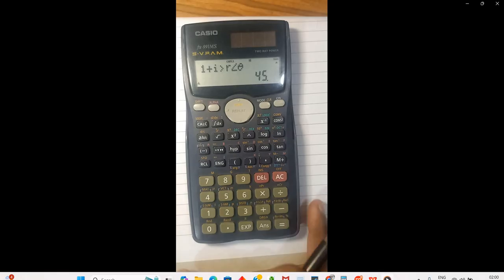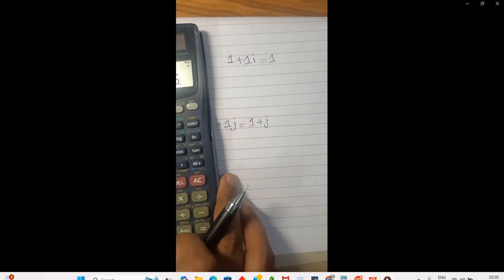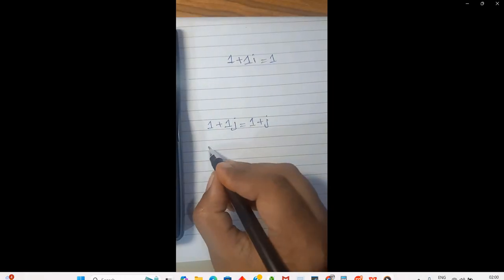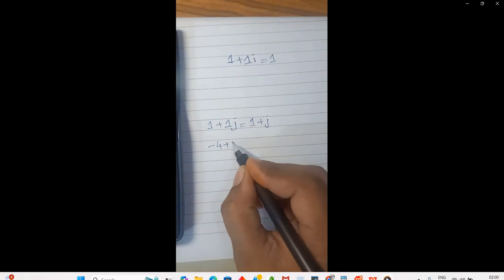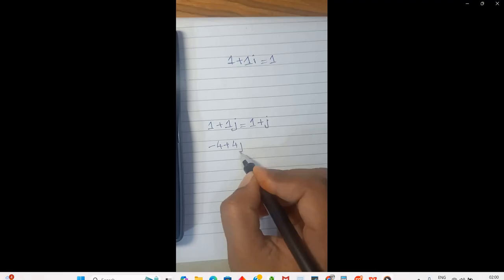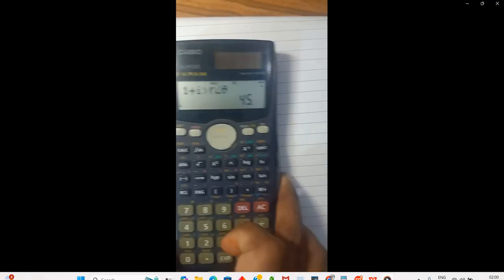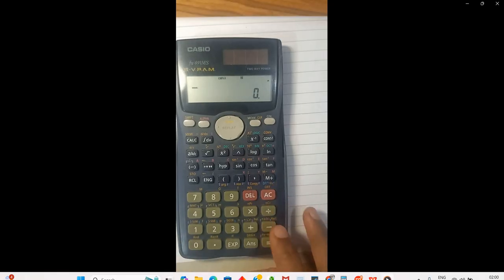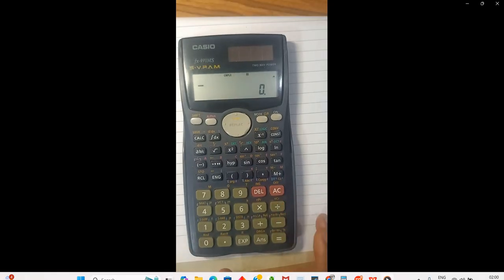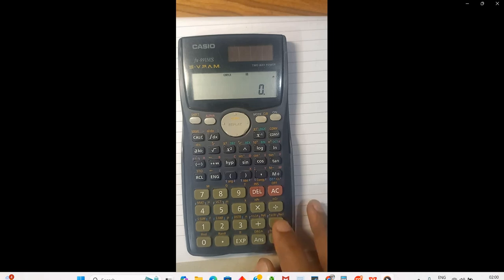I will take another example. Suppose I have minus 4 plus 4j. I want to find out the angle and magnitude for this. Now again, already the calculator is set in the complex mode and we want the angle in degrees. So we have set it into degrees.